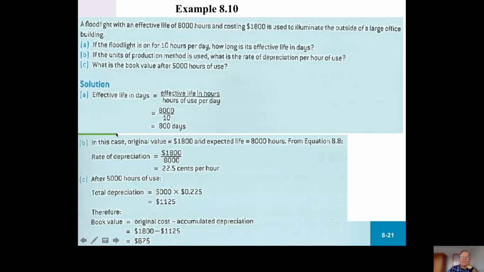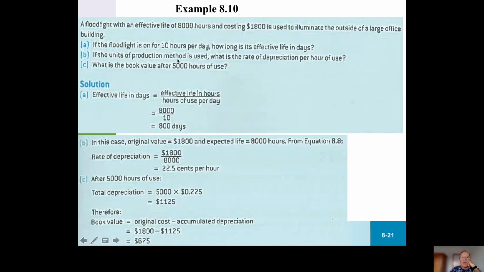Very, very similar, just an example here, but we're converting it now to effective life in days. So we've got hours, and we've got the value of the asset, $1,800. And it says, what if we used it for 10 hours a day? How long is its effective life in days? So all we've got to do is convert our hours to days. 8,000 hours divided by 10 hours per day will give us 800 days effective life.